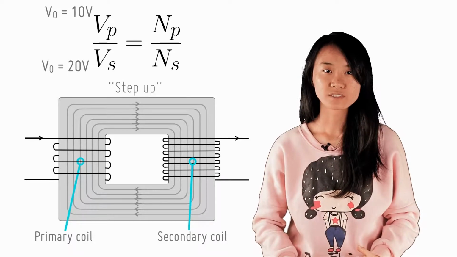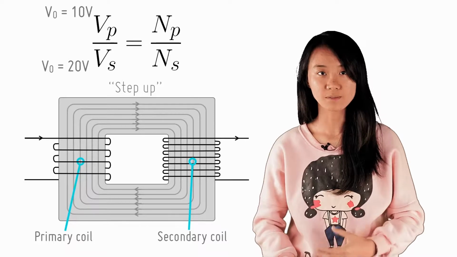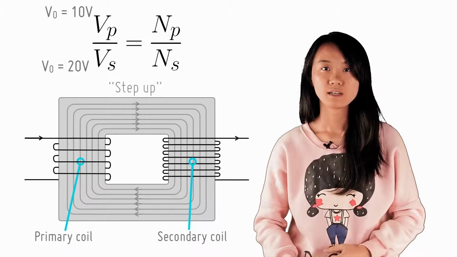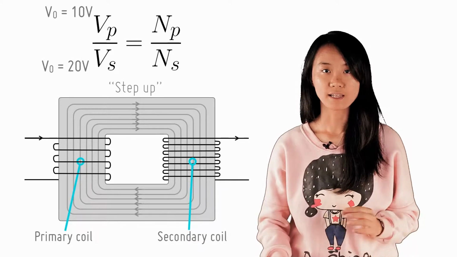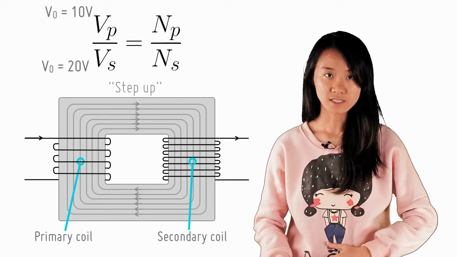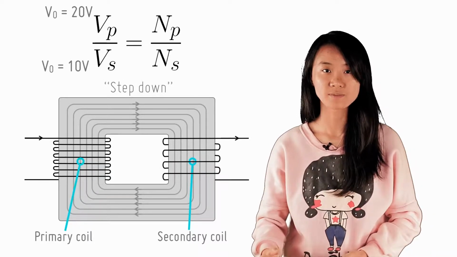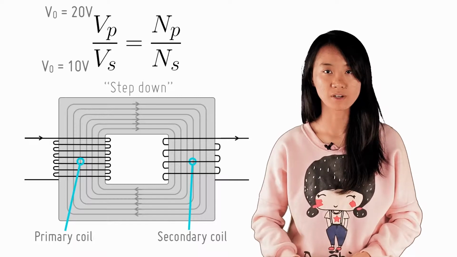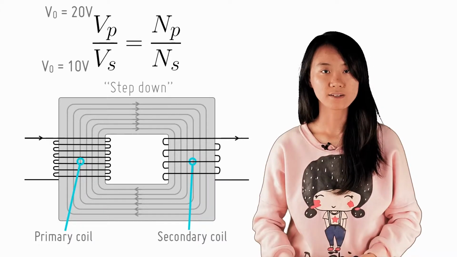A step-up transformer produces an output voltage in the secondary coil that is greater than the input voltage in the primary coil. That means that there are more coils in the secondary coil than the primary coil. On the other hand, a step-down transformer produces an output voltage in the secondary coil that is smaller than the input voltage in the primary coil, and that means that there are fewer coils in the secondary coil than the primary coil.